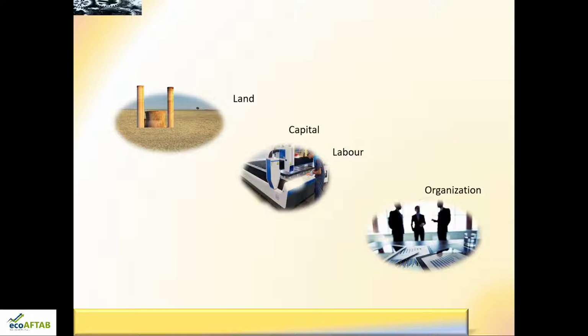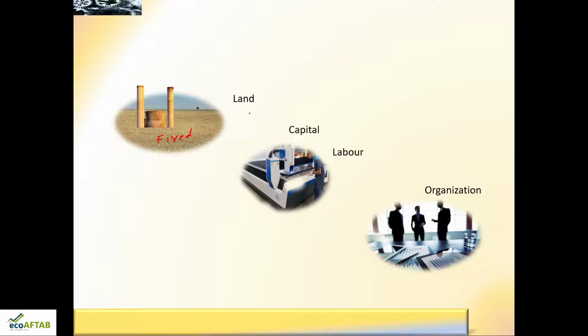So you can see there is land over here. So this land is there, which is in fixed supply. There is a building which is constructed on this land. There is a labor, there is a capital equipment, and there is organization.